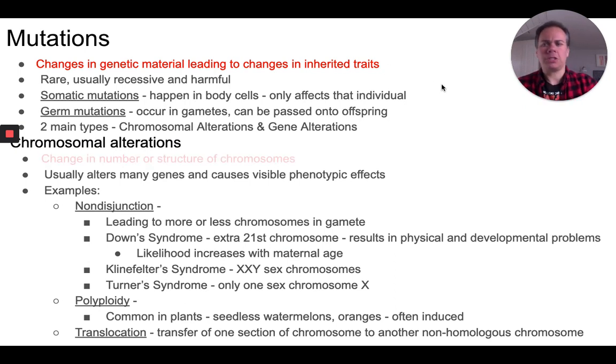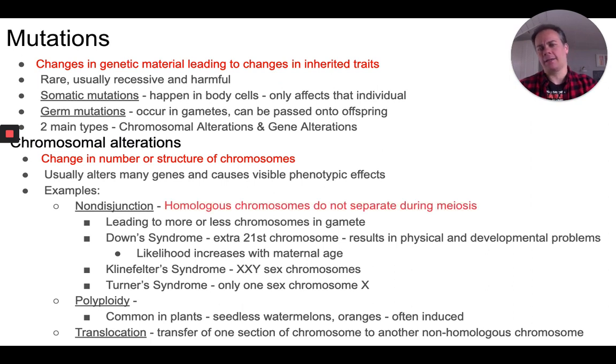There are also mutations in chromosome number or structure. And typically this results in very pronounced effects because a single chromosome contains genes for many, many traits. So if there is an extra chromosome or a missing chromosome, that will usually have significant effects on the individual. Okay, and there's some examples of this in humans that you're probably familiar with.